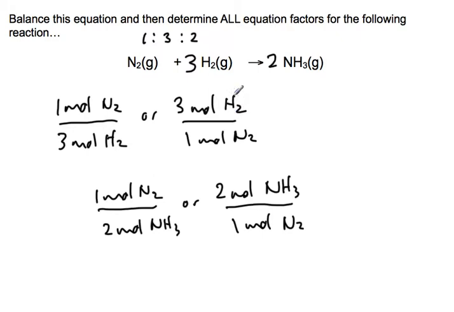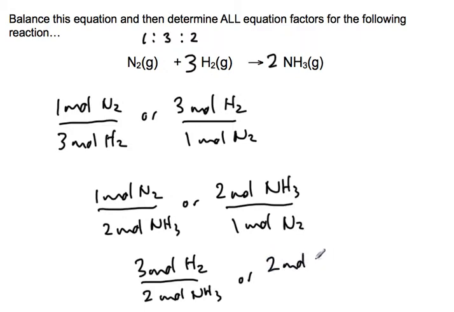And finally, I can have the ratio of hydrogen to ammonia, and so that's going to be 3 moles of hydrogen, H2, per 2 moles of ammonia, or 2 moles of ammonia to 3 moles of hydrogen. So in that one chemical equation with those different coefficients, I've managed to generate 6 different equation factors.